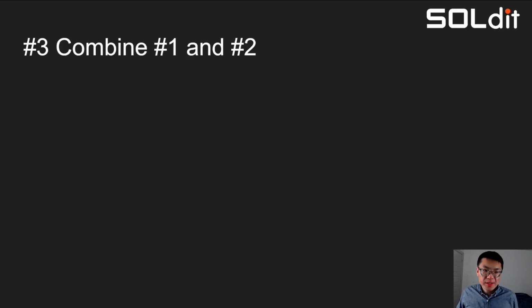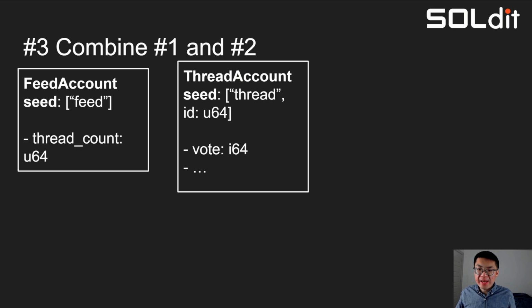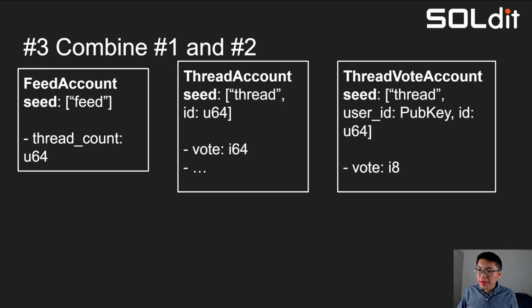Anyways, moving on to solution number 3, we just combine both solutions to get the best of both worlds. So in this example, we want to be able to have a total vote count, and we want to be able to see if the user specifically has voted for this thread. To do this, we can still have our feed account to get our list of threads. And inside the thread account, we can still have this counter that we increment or decrement. And then we can also still have the thread vote account that we mentioned earlier, so we can quickly look up and see if a user has voted for it. So really, it's as simple as just combining all three.